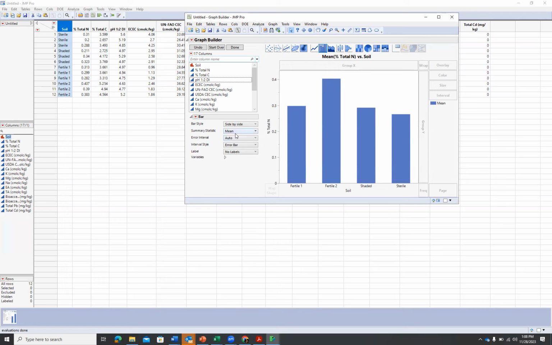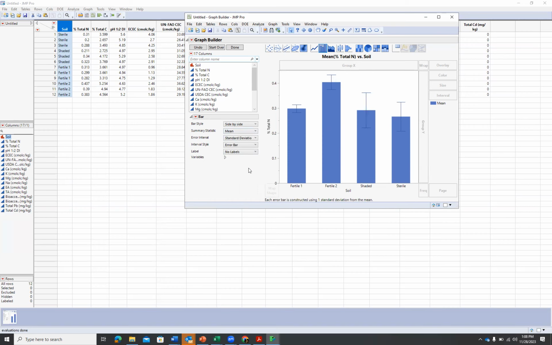So your summary statistics should be mean. I'm using, like I said, the column graph, and your error interval, instead of being auto, make it standard deviation. So that'll put in some error bars there. And so what we're looking for is some type of relationship where we might expect total nitrogen to be higher for fertile soil versus the shaded and the sterile soil, or at least higher for the fertile soil than the sterile soil. And shaded is kind of a hard thing to predict, right?